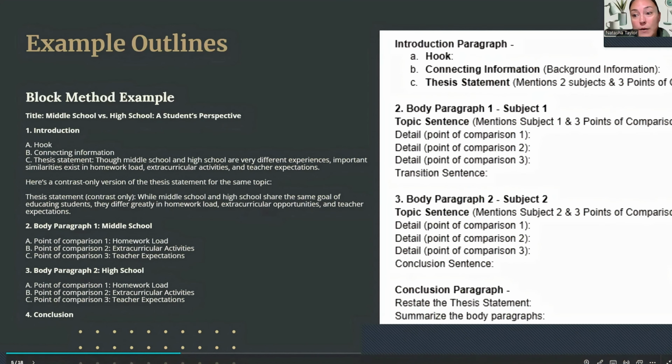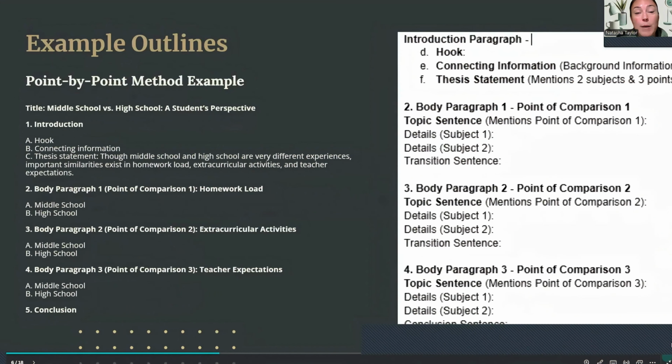Okay, now when it comes to the point-by-point method example, the introduction is the same type of introduction you could write for the block method example. So both introductions are the same way.